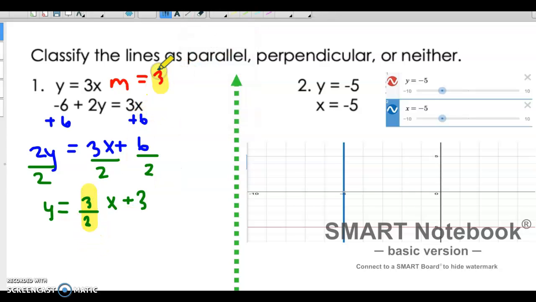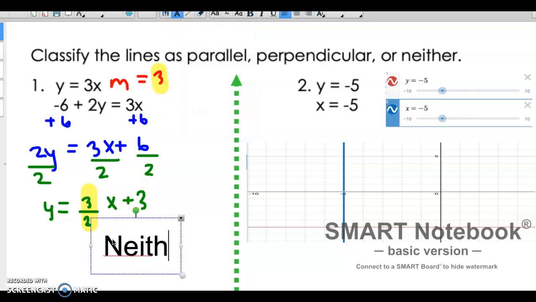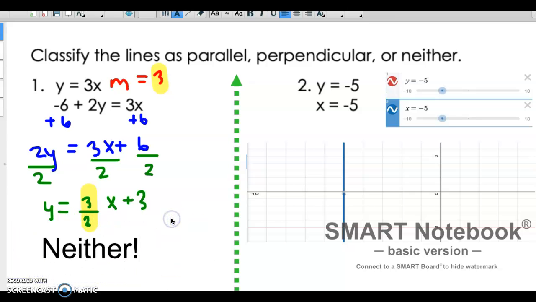So 3/2 and 3, those are not the same, so these two lines are not parallel. And those are also not opposite reciprocals. So the correct answer here is neither. These two lines are not parallel or perpendicular.